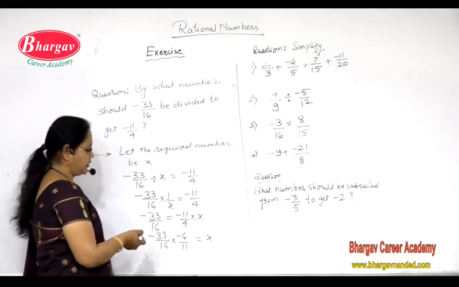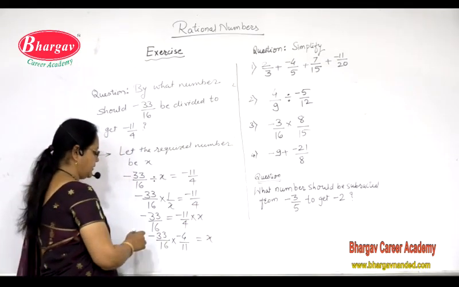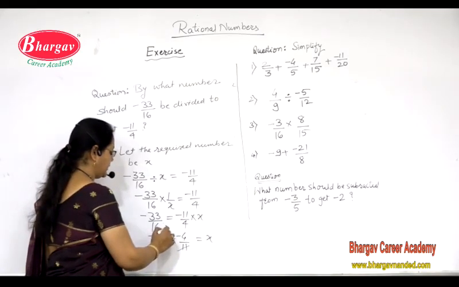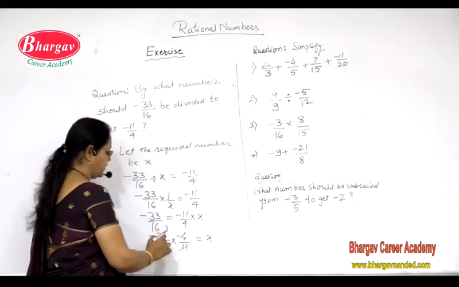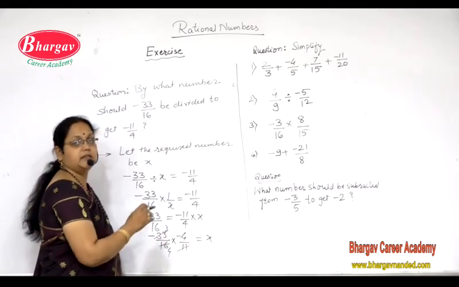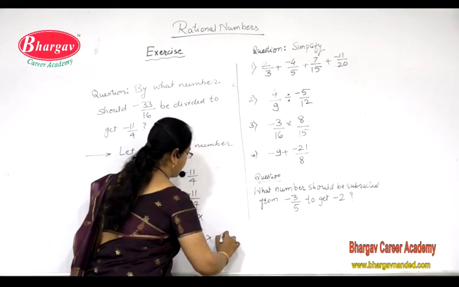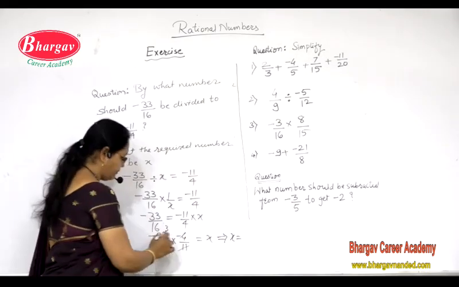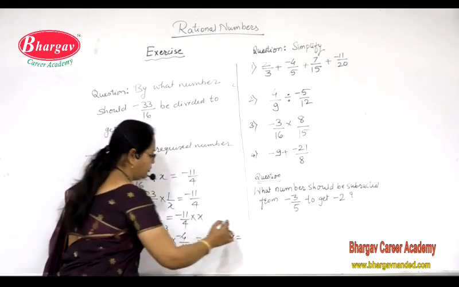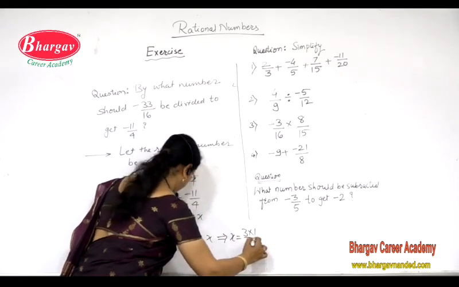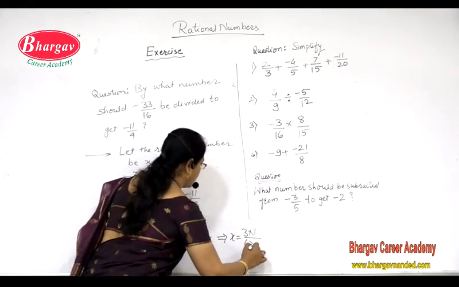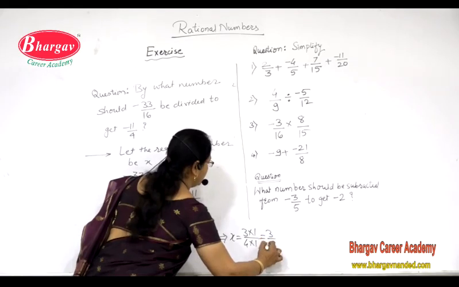And again I follow the shortcut technique. We simplify it here right now. 11 3s are 33, 4 4s are 16. As two negative numbers are there, certainly their product is a positive number, and we get the value of x: this implies x is equals to minus minus will become plus. Numerator is 3 into 1, denominator is 4 into 1. So it will become 3 by 4.